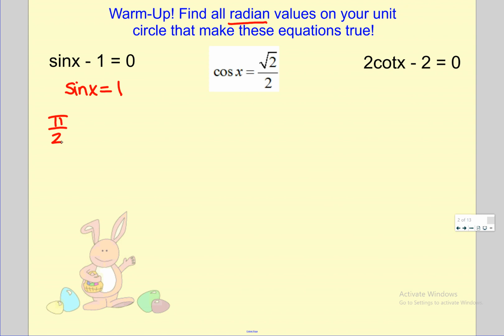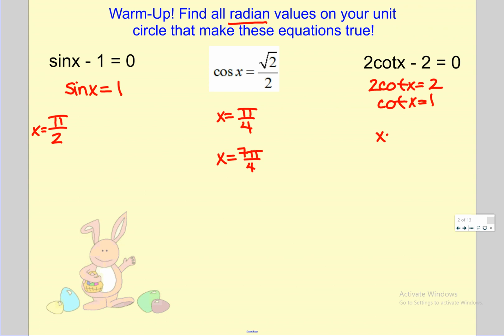Okay. Where on your unit circle do you have a cosine of root 2 over 2? There should be 2 of those. Pi over 4. Quadrant 1 is where cosine's positive. And 7 pi over 4. All right. The last one, I got to get the cotangent alone. It's going to make it a little easier to find my answer. So I will add 2 and divide by 2. So I get a cotangent of 1.